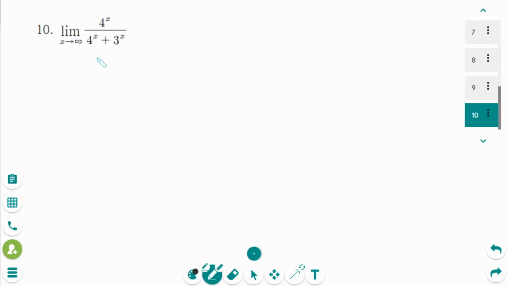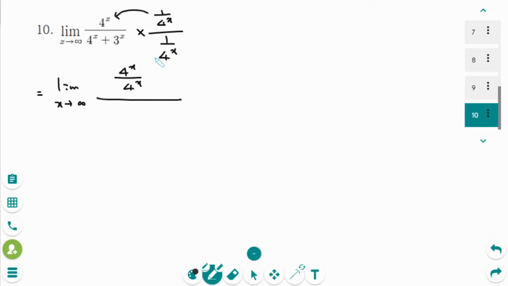The next question is this one. When you put infinity into x, you get the infinity over infinity form. Now we need to divide by the largest term in the denominator. Which is it? This one or this one? It is 4 to the power of x. So multiply the numerator and the denominator by 1 over this one, like this. And then expand. Here, I will write down everything. And this one.